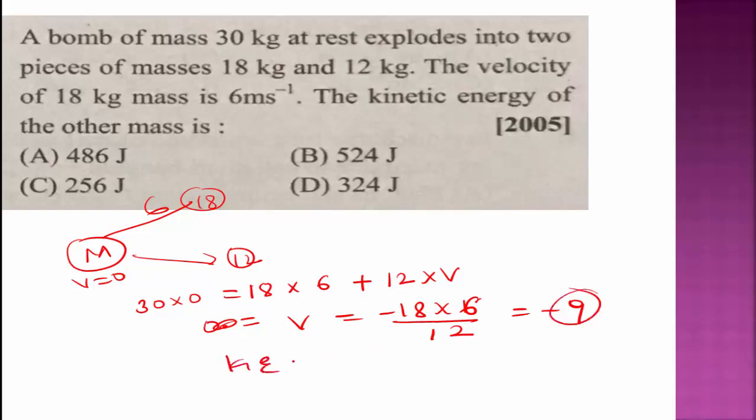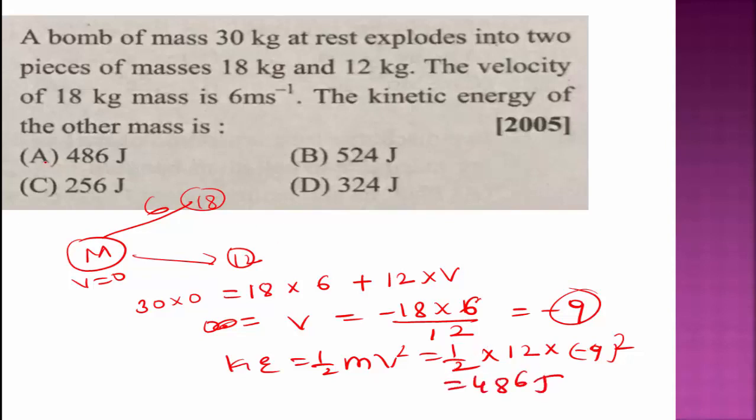Then the kinetic energy is equal to half m v square. Now substitute the values here: 1 by 2 into mass, that is 12, into velocity v, minus 9 whole square. When you substitute all these values, 12 into 1 by 2 is 6. 6 into 9 whole square, that is 81. 81 into 6, we get 486 joule. The option A is the right answer.